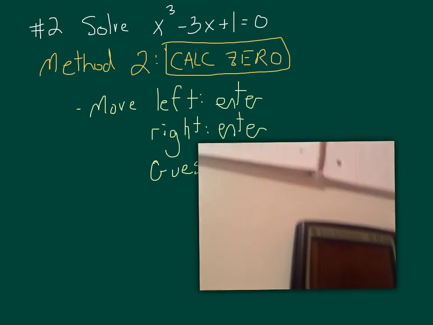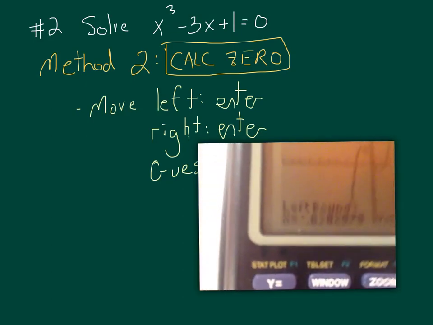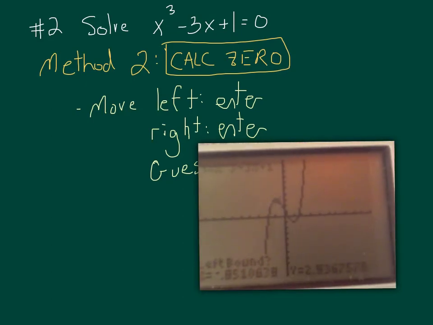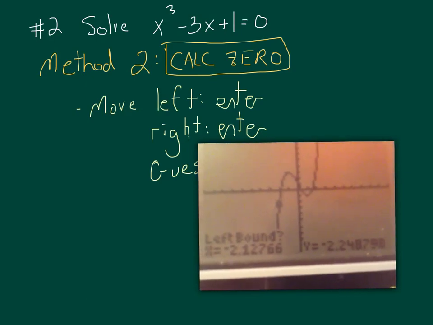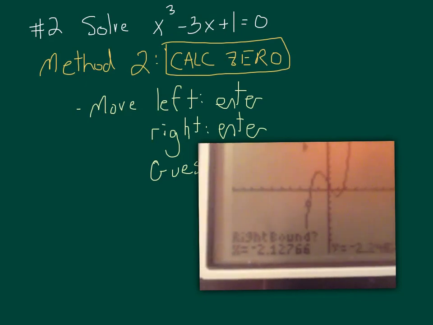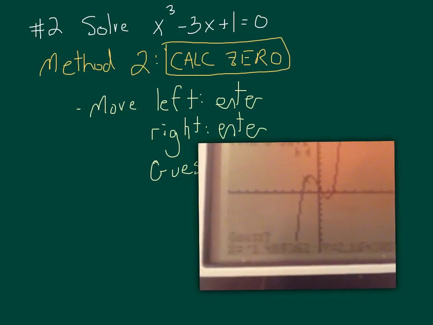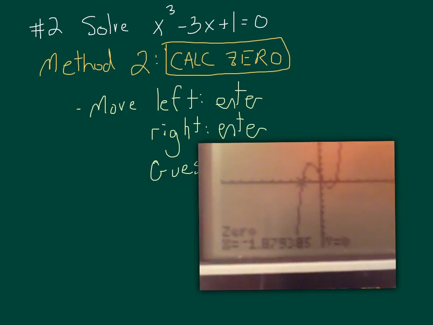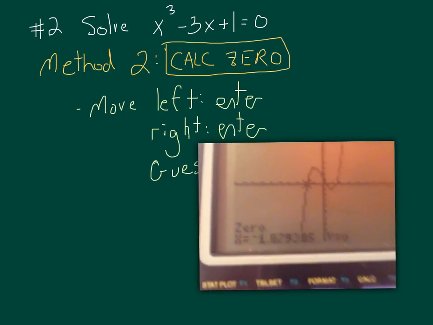So hit that, number 2. Alright, your calculator says left bound. So what that means is you take your little sunshine, hit the left arrow, and move to the left of the 0 that we're interested in, and hit enter. Then it says right bound. So move it to the right with the right arrow, and hit enter. And then hit enter again. And boom, it calculated that 0 for us at about negative 1.88 or so. Okay?